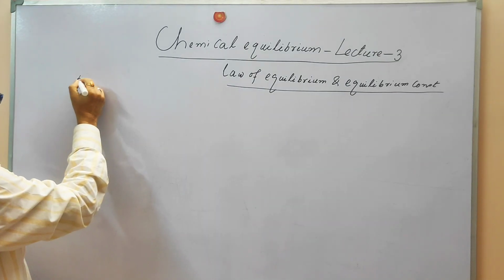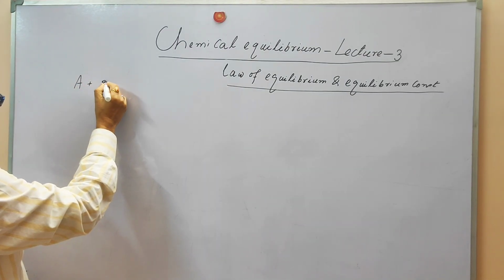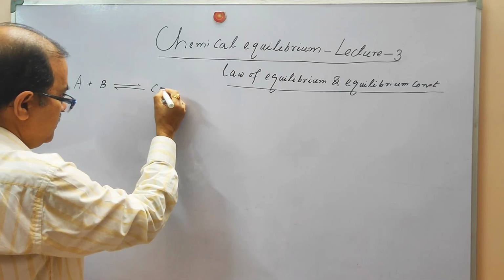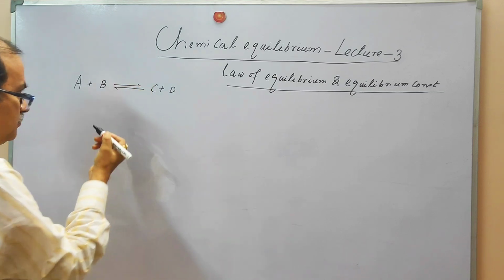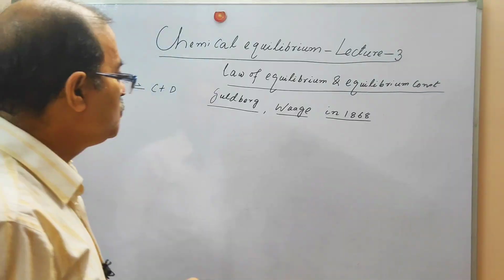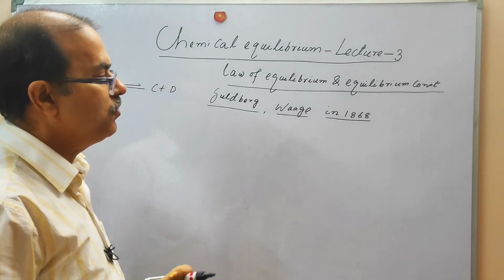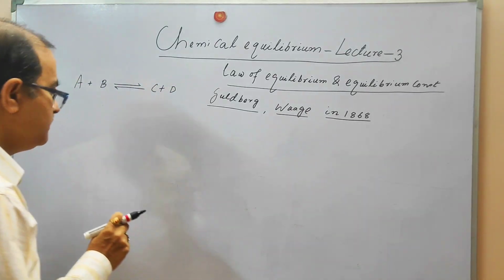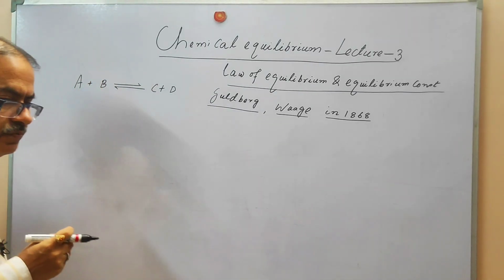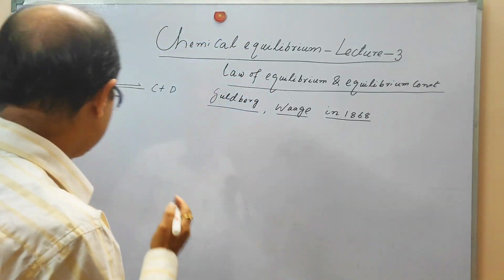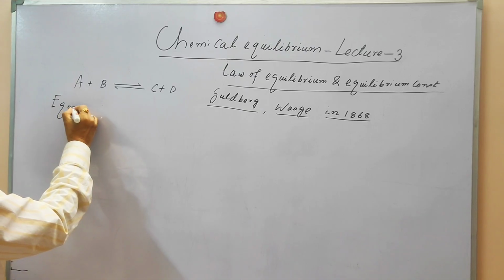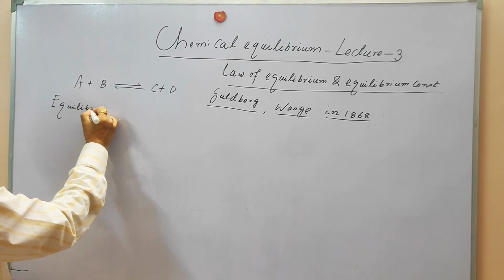This is the reactant A and B, and it is going to produce C and D, and it is a balanced equation. Two scientists, Goldberg and Waage, in the year 1868, proposed a relationship between the concentration of the reactants and the product, and this is called the equilibrium equation.